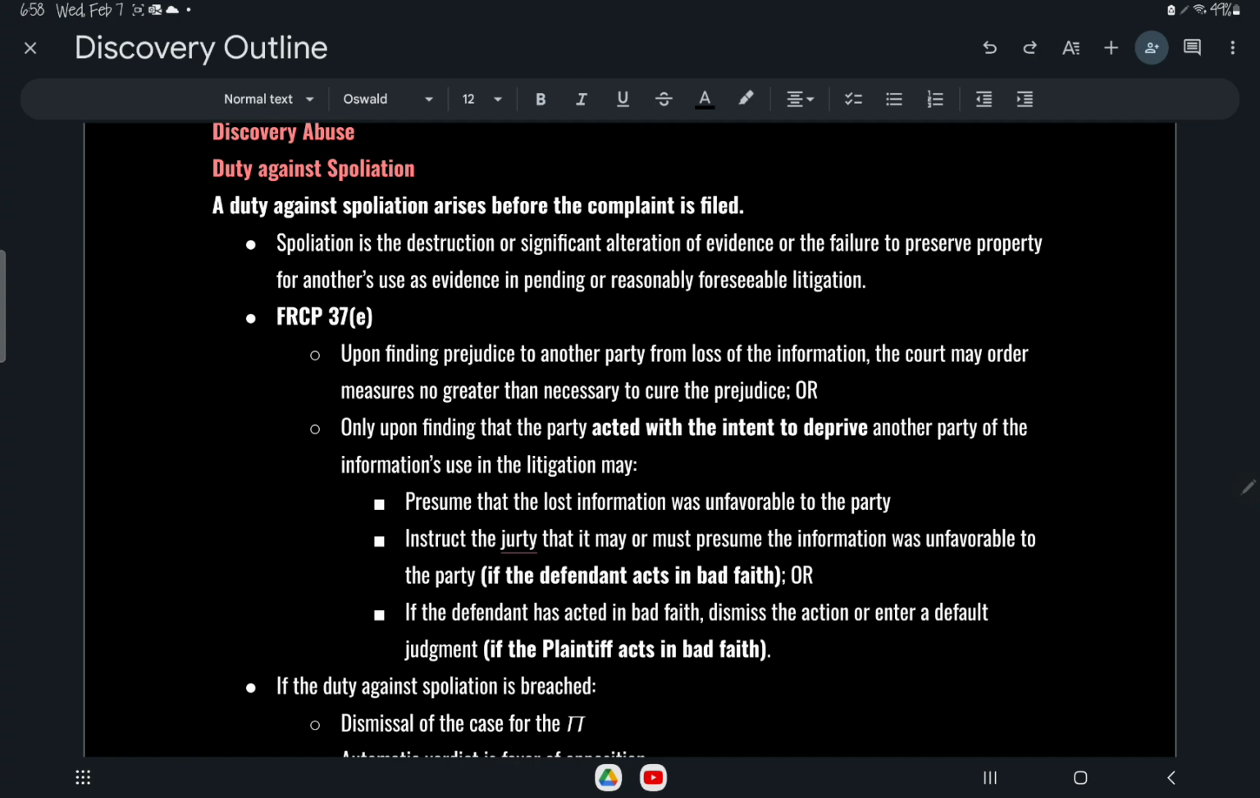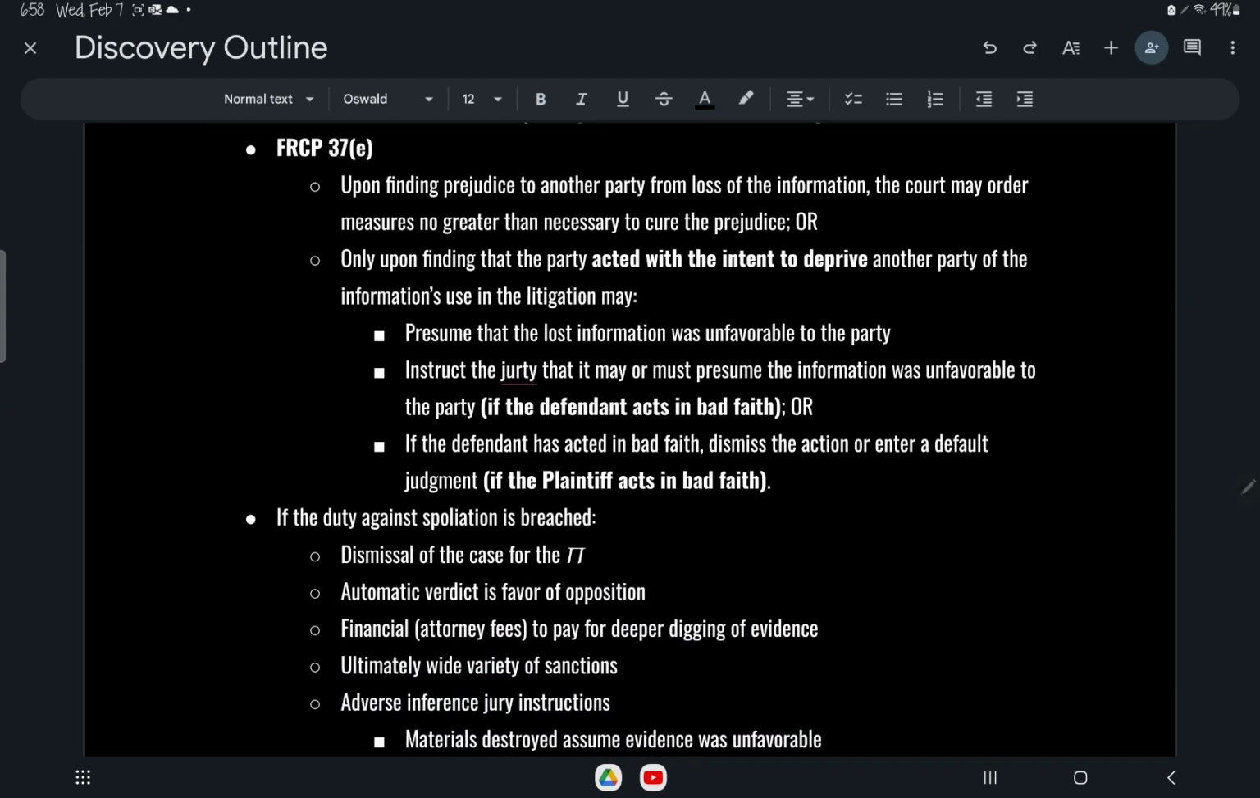This is FRCP 37(e). Upon finding prejudice to another party from loss of the information, the court may order measures no greater than necessary to cure the prejudice, or upon finding that the party acted with the intent to deprive another party of the information's use in the litigation, may presume that the lost information was unfavorable to the party, instruct the jury that it may or must presume the information was unfavorable to the party, or if the defendant has acted in bad faith, dismiss the action or enter a default judgment if the plaintiff acts in bad faith.